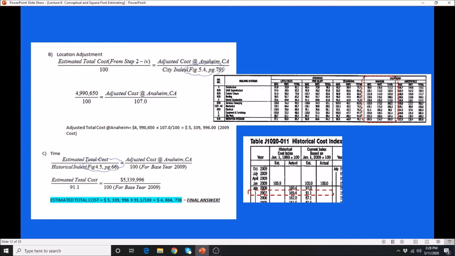Then the next thing you have to do now is to adjust the location. The location for this one is in Anaheim. Now you will notice in this relationship here, this is 100 because that is a national average. If you will be comparing your cost from a national average to another location, this is always 100. If you will be comparing between two different cities, of course this value will change, depending on wherever that particular location is. But since it is being compared in terms of the national average, this one is 100.